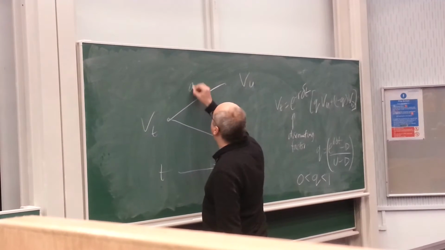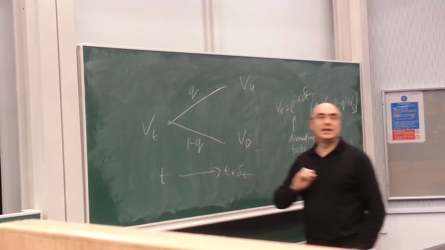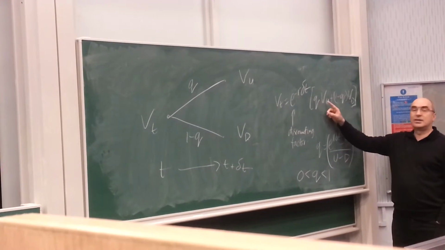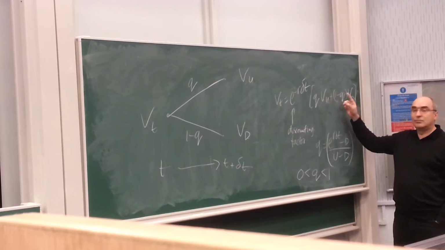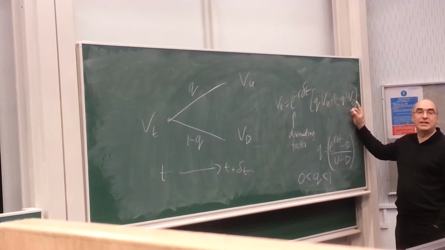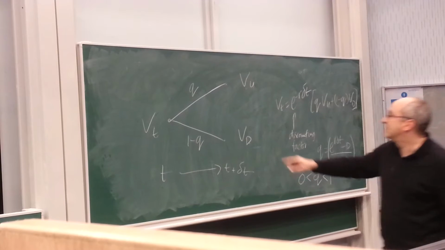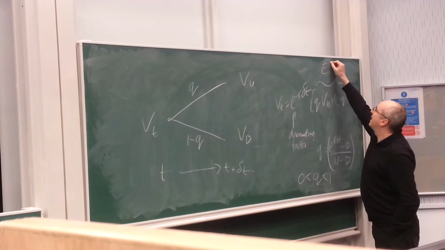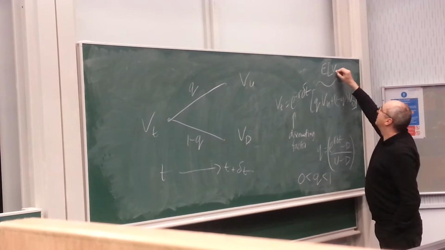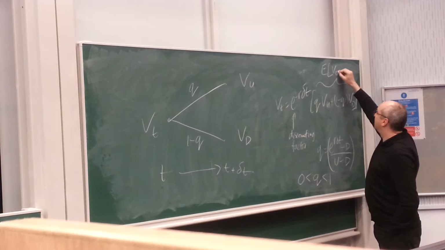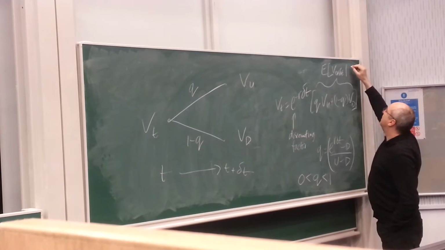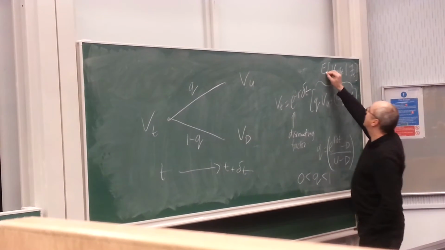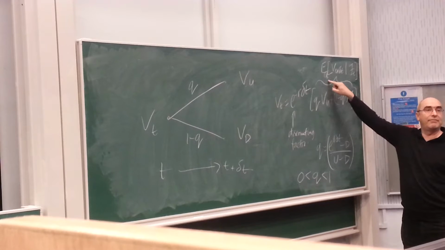So now let me write something there. What have I got? I've got a number between 0 and 1 times VU plus 1 minus that number between 0 and 1 times VD. If you ask the question, what is this thing in brackets? This is the expected value of V at t plus delta t, given that I'm at time t. And it's an expectation under a funny probability.